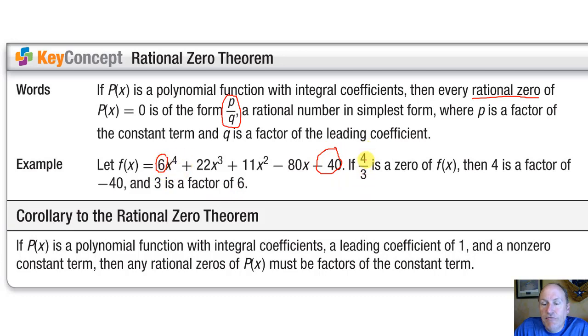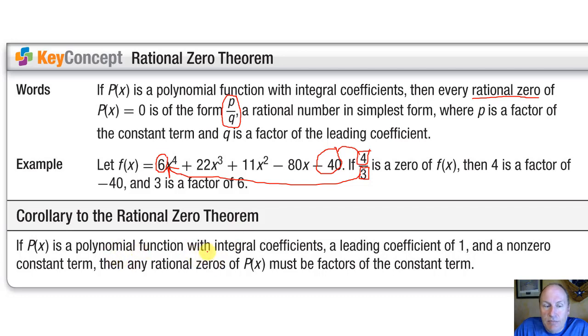So for example, if we know that 4 over 3 is a zero of f of x, that must mean that 4, the p part, is a factor of negative 40, and 3, the q part, is a factor of 6. Now it should be noted that the rational zero theorem only tells us the possible rational zeros of the function. It does not say the actual ones. You have to actually test it out, and we'll do that in a few minutes.